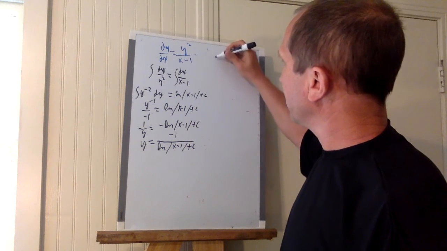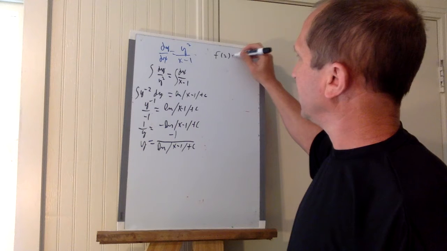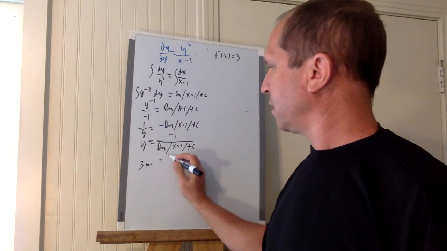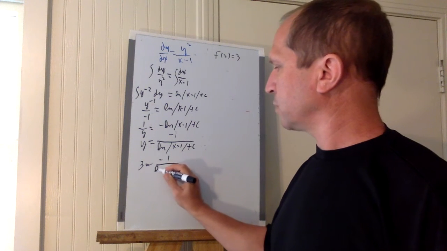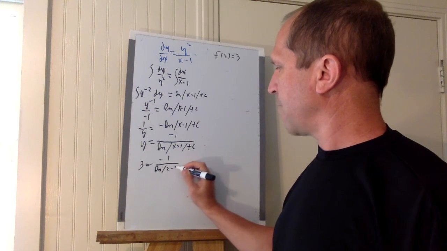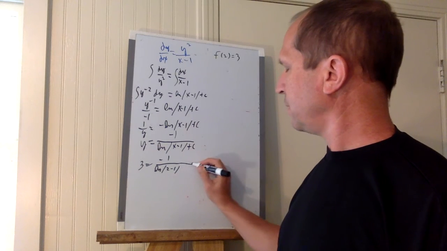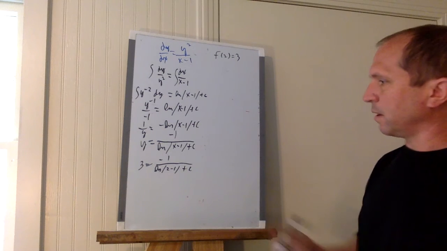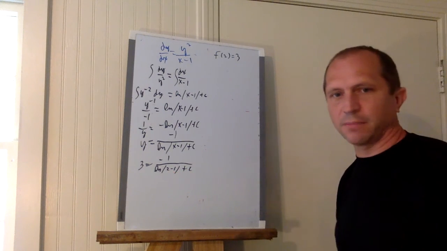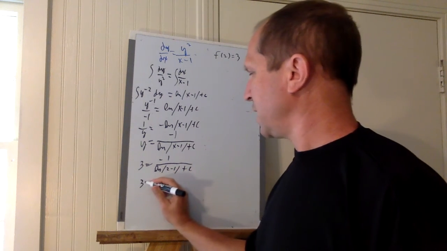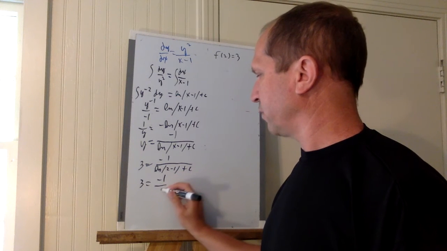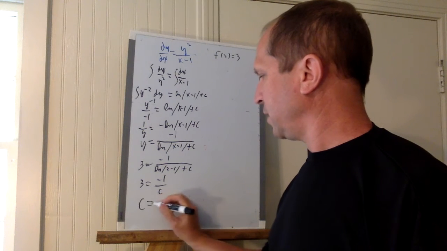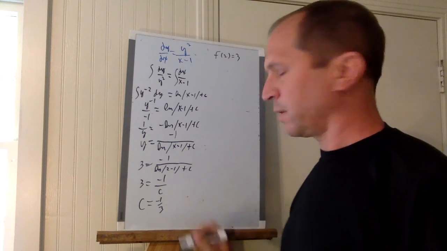We know that f of 2 is 3. So 3 equals negative 1 over the natural log of 2 minus 1 plus our constant. And, oh, looky there, natural log of 1, and that's going to be 0. So 3 equals negative 1 over c. So c would equal negative 1/3.